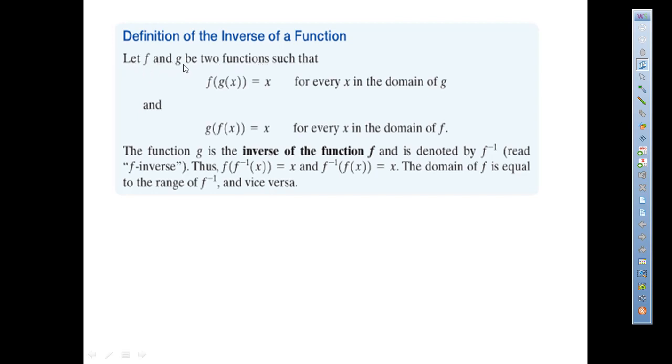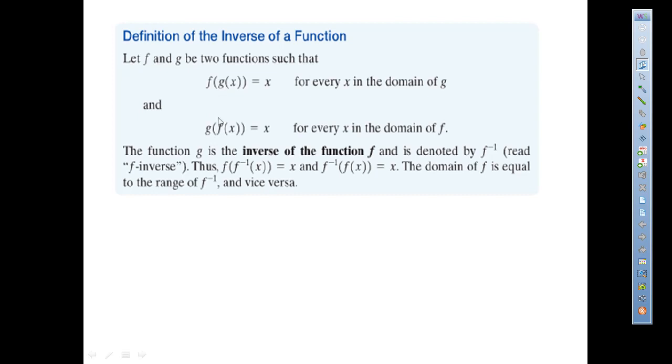It says let f and g be two functions such that f of g of x equals x for every x in the domain of g, and g of f of x equals x for every x in the domain of f. Now remember, these are composites. This is one function inside of another function. So you're putting g of x in place of x in f, etc. And if this is true, then we've proven that the two functions are inverses.